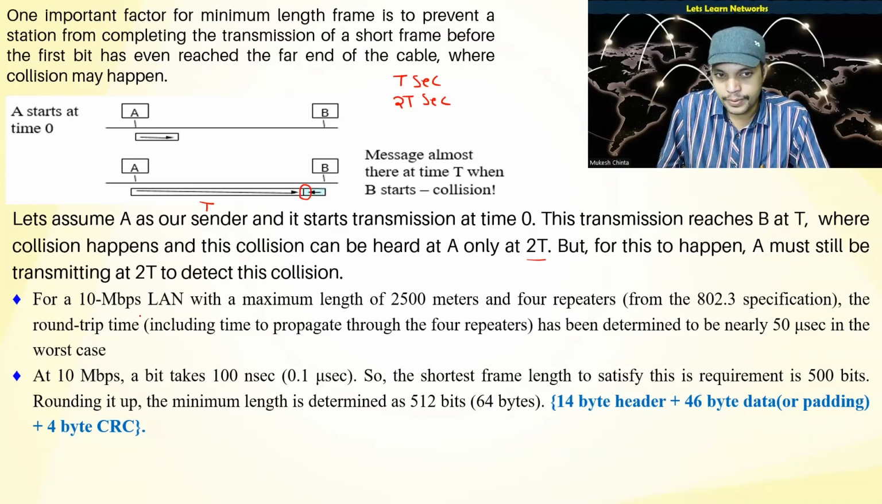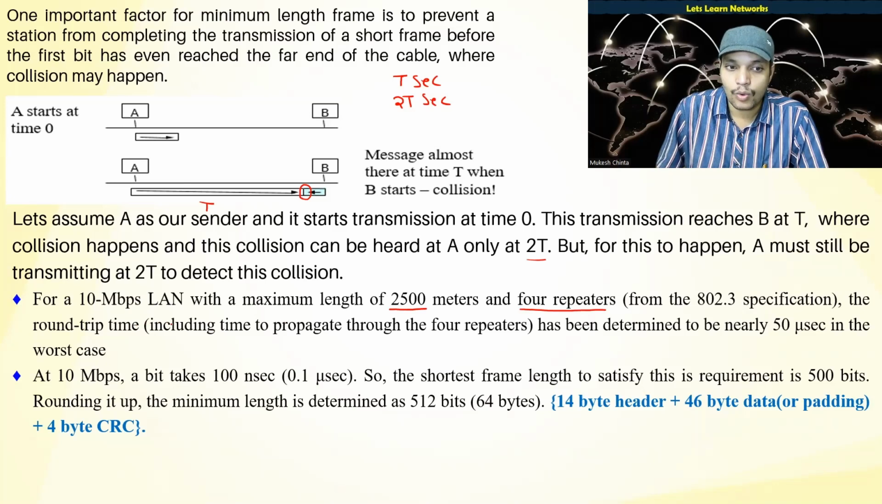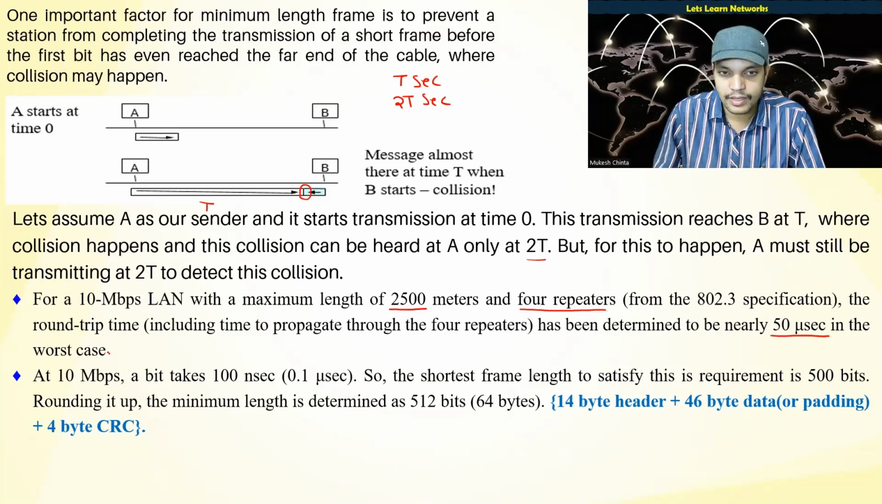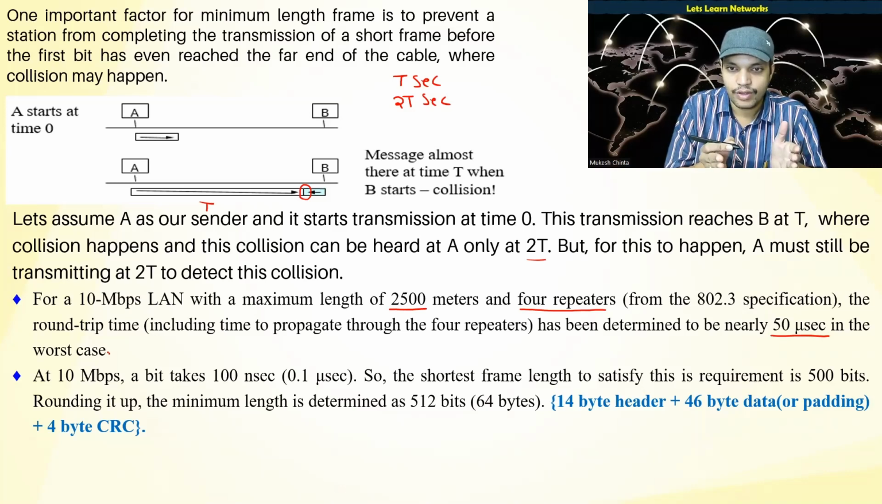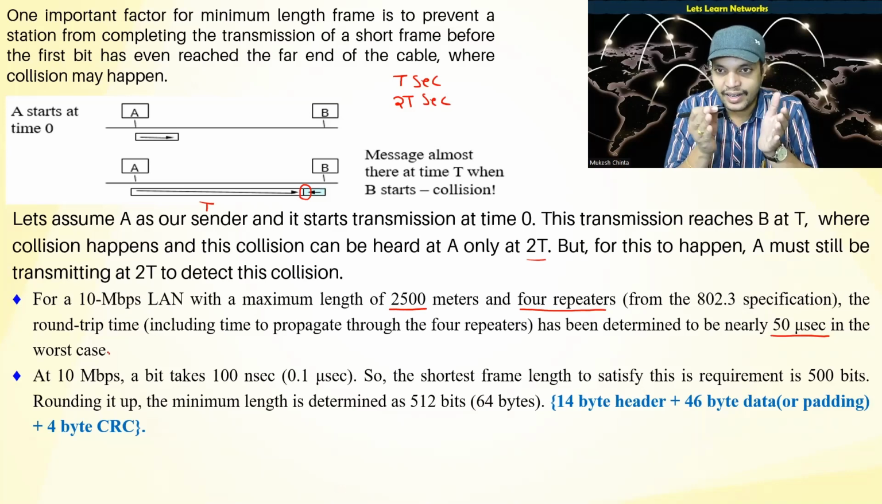So at 10 Mbps speed, and with our specification telling the maximum length of a local area network to be 2500 meters using 4 repeaters, the round trip time has been determined to be nearly 50 microseconds in the worst case. That means the length of the frame must be at least some value, which while transmitting from A, the A should be active for at least 50 microseconds.